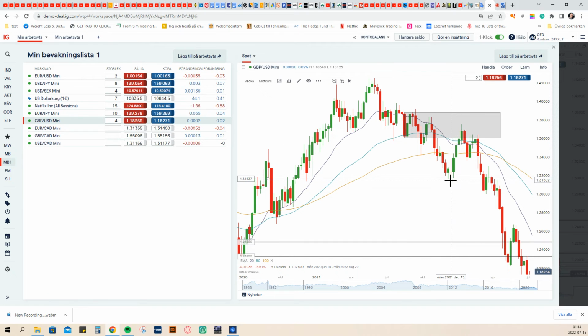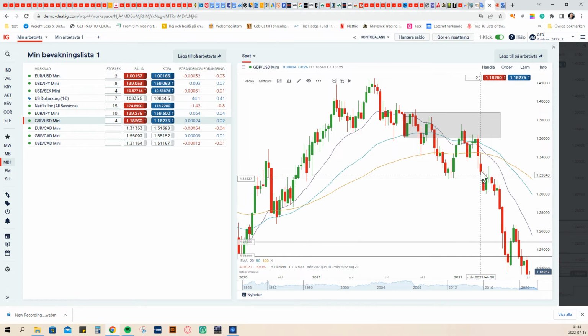And why did I put this horizontal level here? This is the demand zone, because the price went up here. So there's a demand for British pound. So the British pound gets stronger here, or less weak towards the US dollar. So I put this line here for you to understand if this trend will continue further down, because you don't know the future.